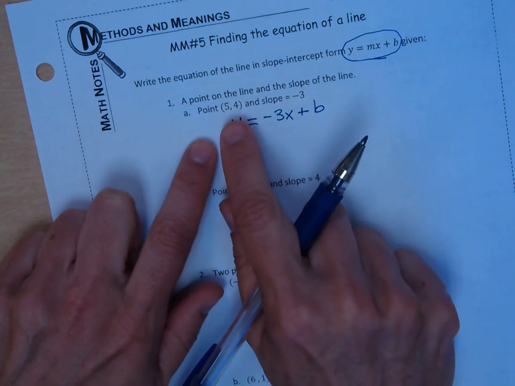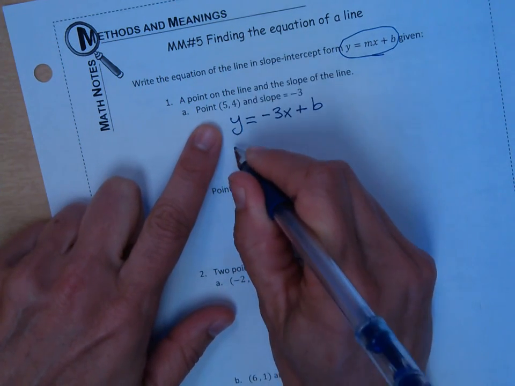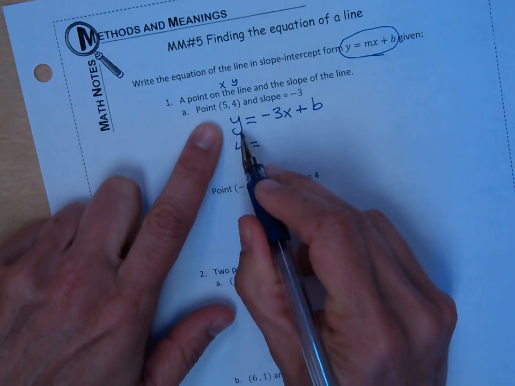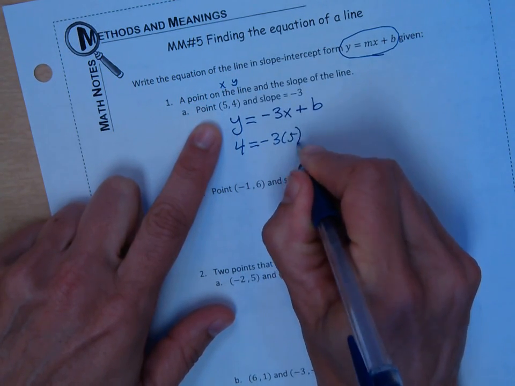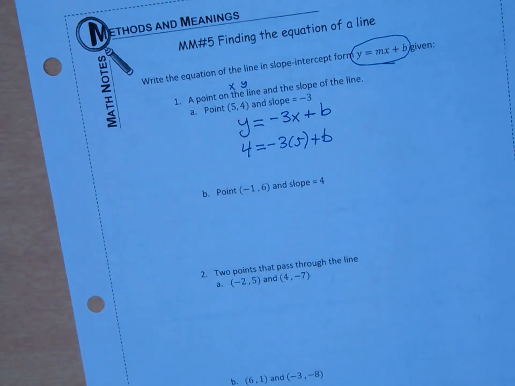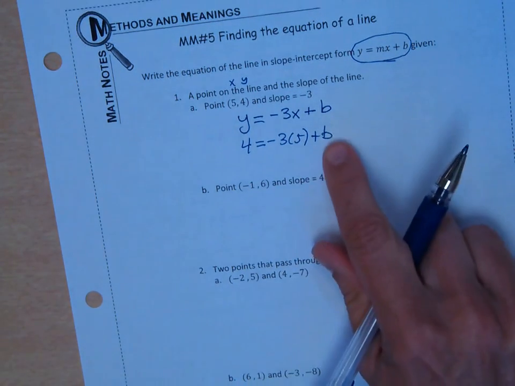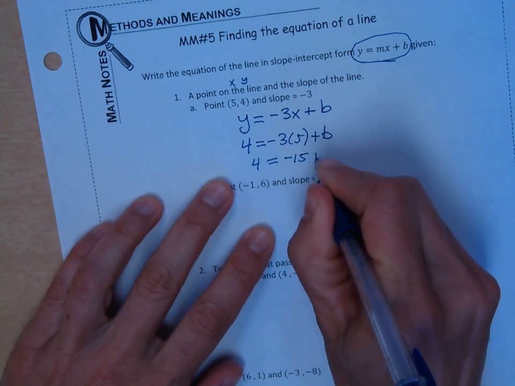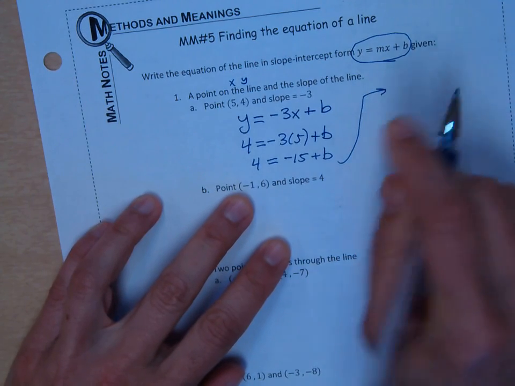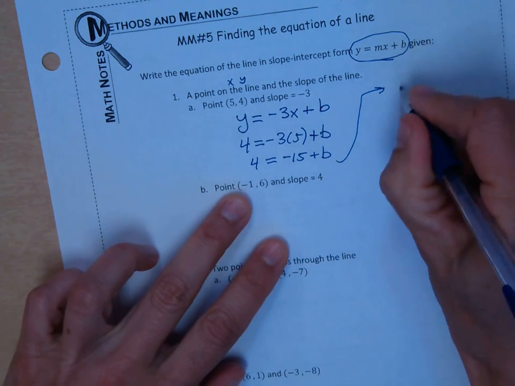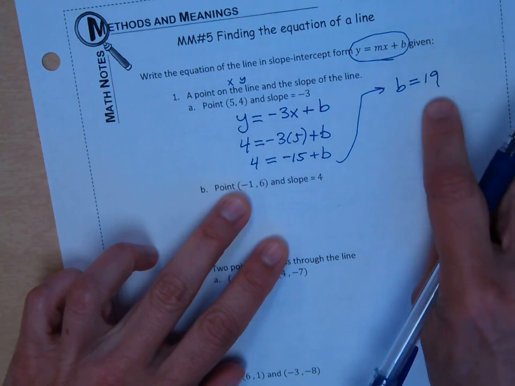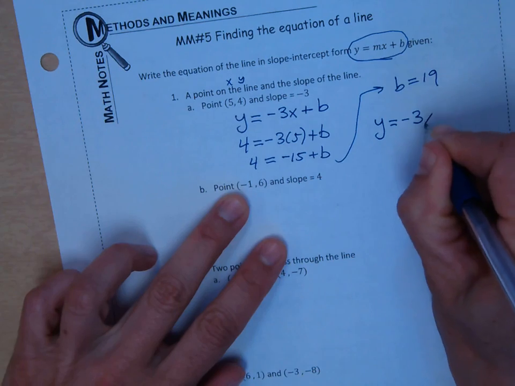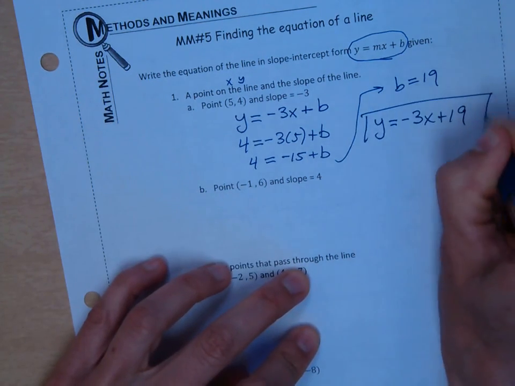So now you use this point, 5, 4. So 4 is for y, and you can label the point x, y. So you plug in 4 for y and 5 for x, like that. And all we need to do is solve for b. So I'm just going to keep going and multiply these together. Negative 15 plus b. And then what do I do to solve for b? I got to add 15 on both sides. So the y-intercept is 19. Therefore, my final equation is y equals negative 3x plus 19.